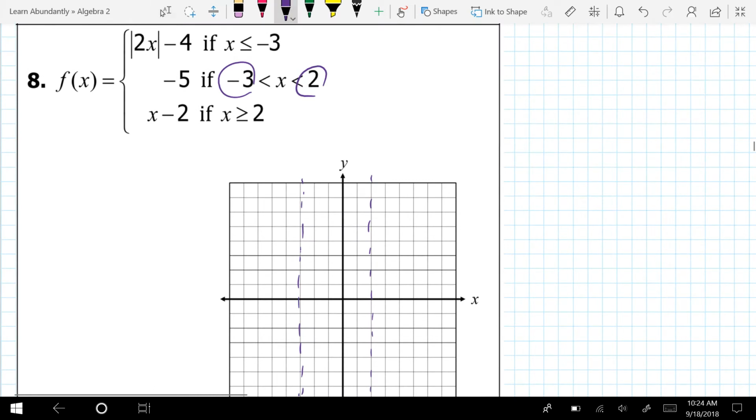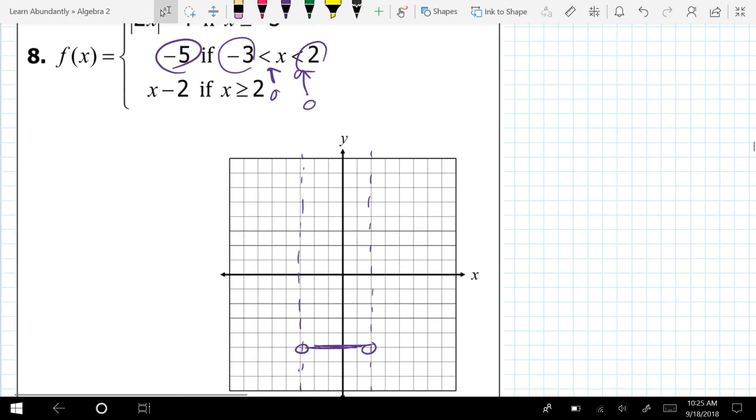The easiest one is the one in the middle. It says in between there, it's -5. Neither of those are equal to, so they're both open circles. So at -5, I'll go down to -5. 1, 2, 3, 4, 5. Open circle. And it's just a straight line, flat line at -5.